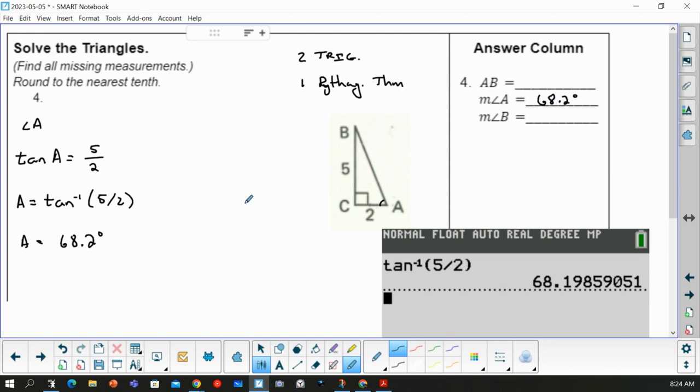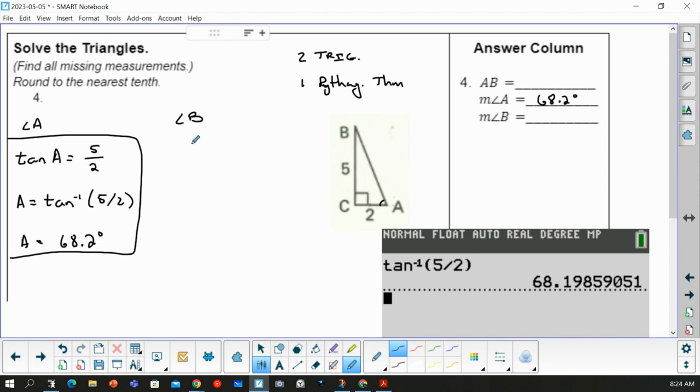Now, I could just subtract to find the other angle, but I think that it's very important that you go ahead and do the trig because it's a great way to check this first one. Okay, so let's go ahead and find angle B using trig, not just subtracting, but using trig to find this other angle.